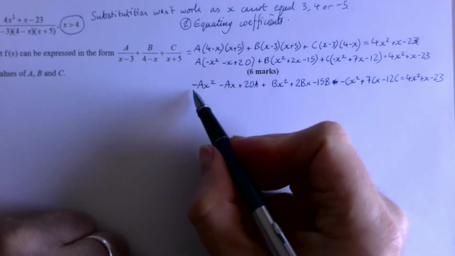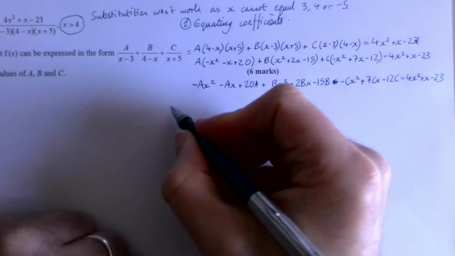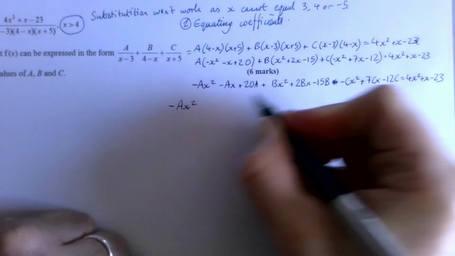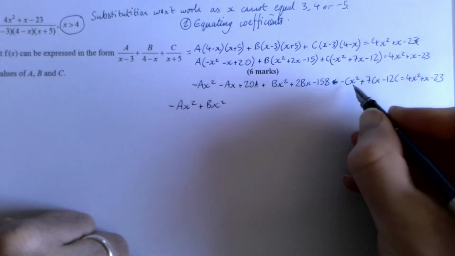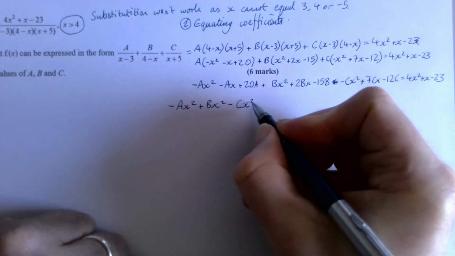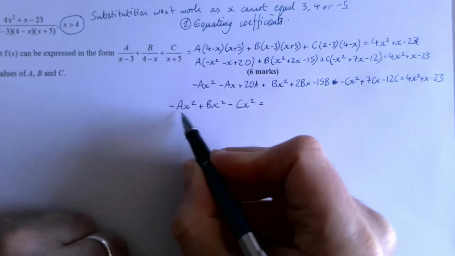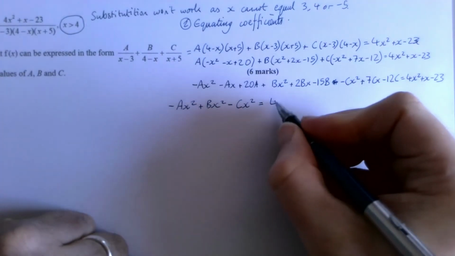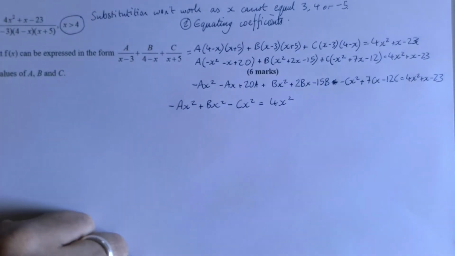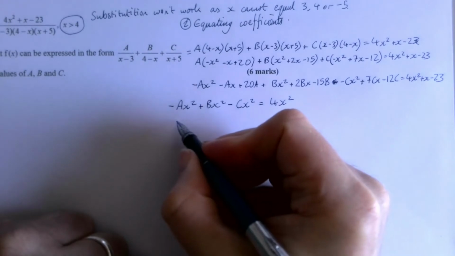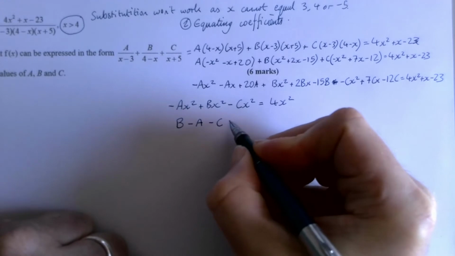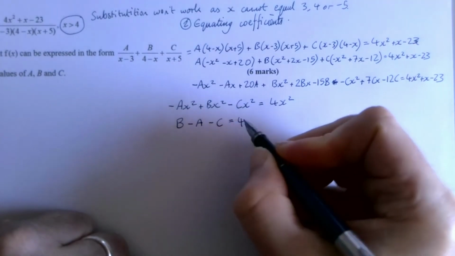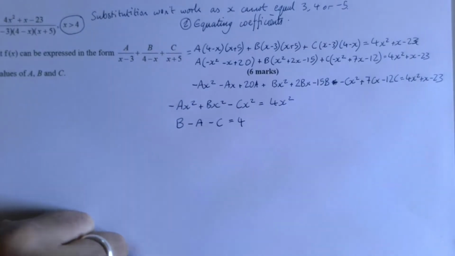So I've got minus ax squared, I've got plus bx squared, and I've got take cx squared, and that's going to give me my 4x squared. So from that I could say, well, I've got one positive, I could say that b take a take c is equal to 4. That's my first equation.